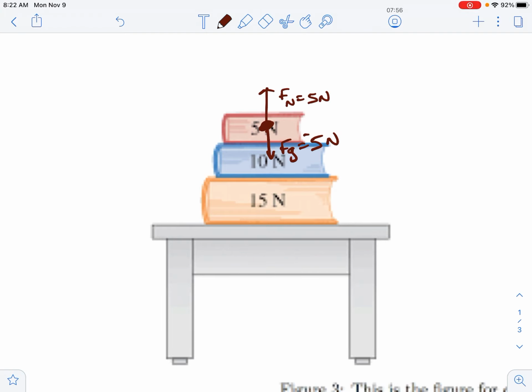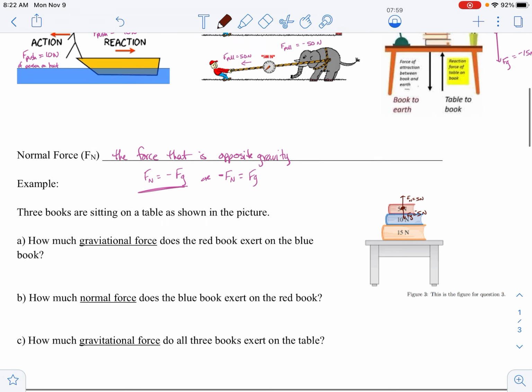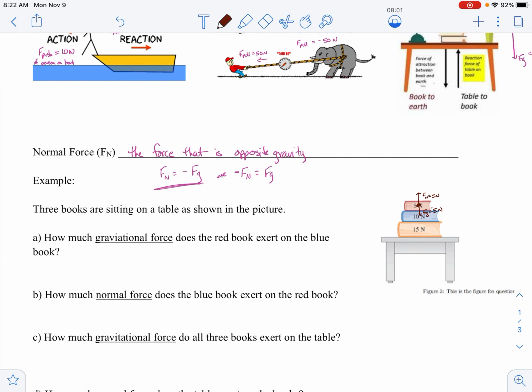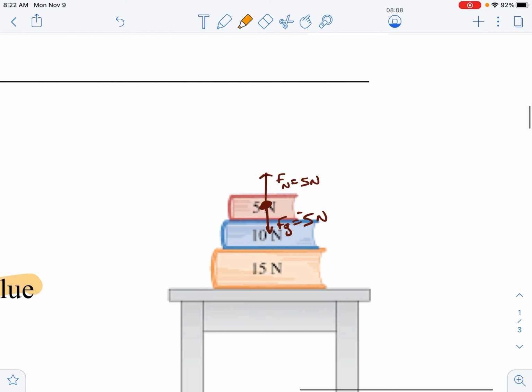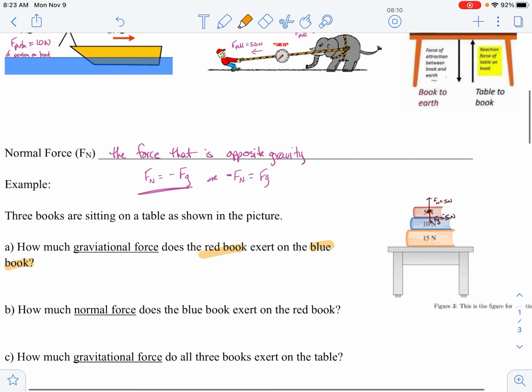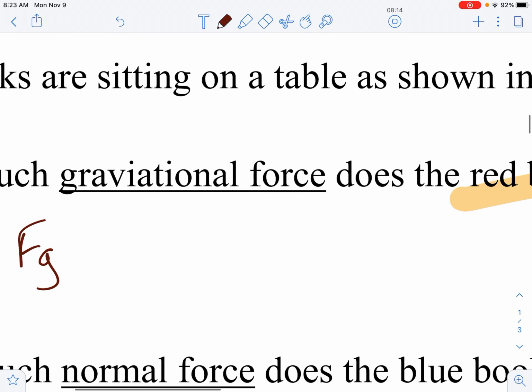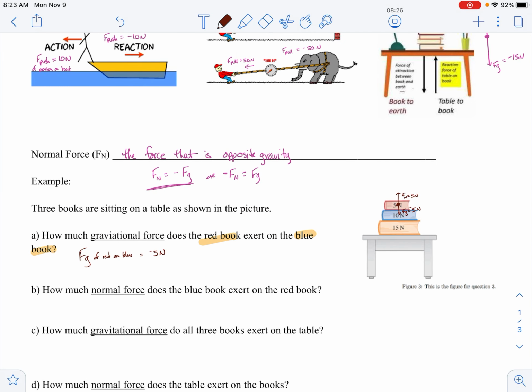Okay, does that make sense to you? All right, so let's see what this asks us over here. How much gravitational force does the red book exert on the blue book? Okay, well, the red book's on top and the blue book's in the middle. So the gravitational force of the red book on the blue book is going to be negative 5 newtons. Agreed? Right? So that's how heavy the red book is.